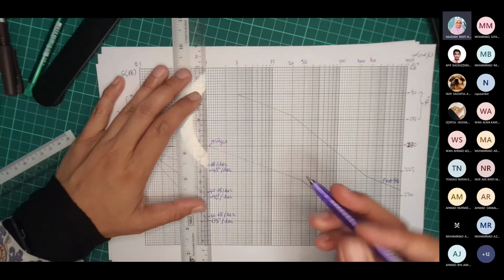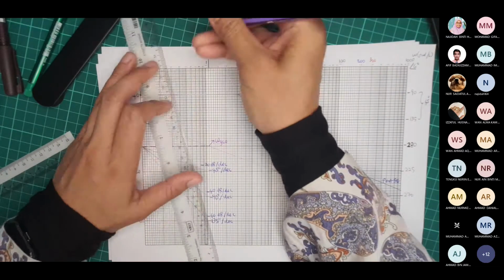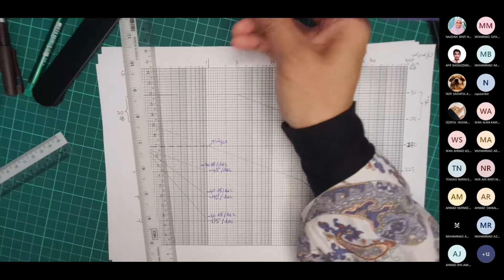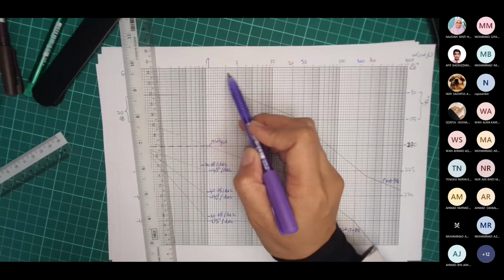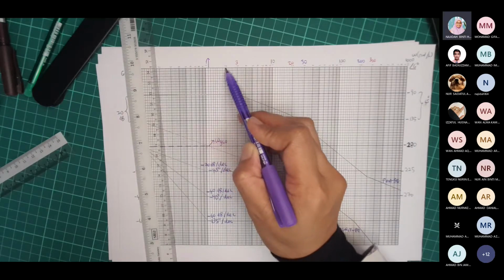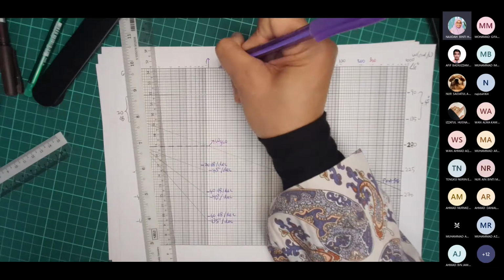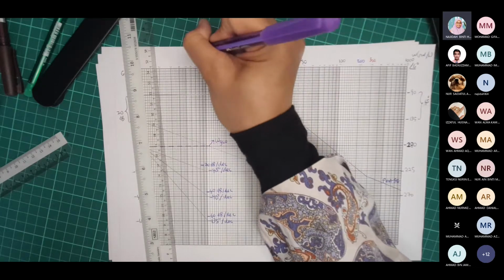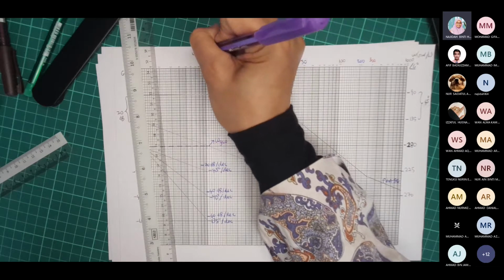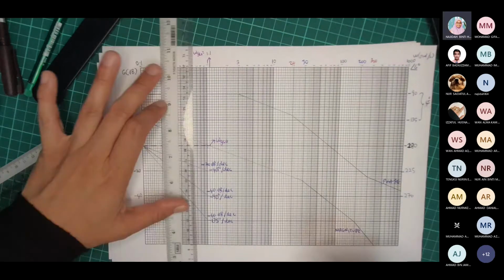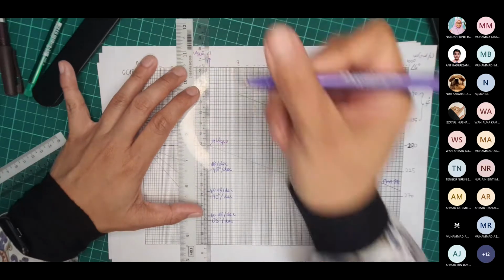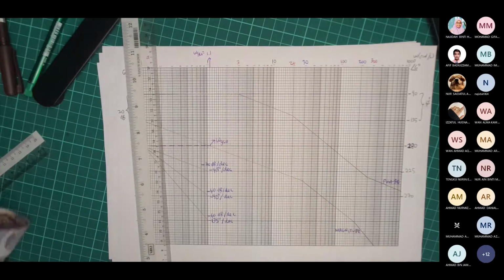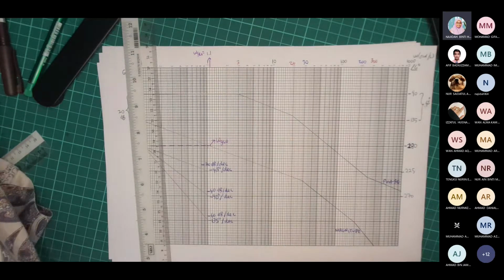And the value is, sorry, 1.1 radian per second. This is omega GCO. Okay, this is 1.1. This is my gain crossover frequency. How about yours? Almost similar? 1.